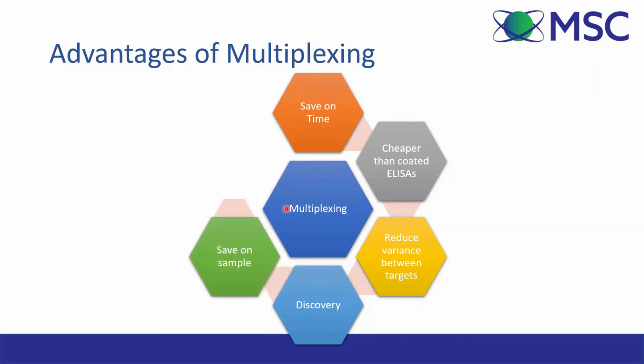You can also save on sample, like I said before, between 20 microliters on Quantibody and I think it's 50 microliters on the ELISA Genie, so you're saving sample. That means you can use that sample for something else.